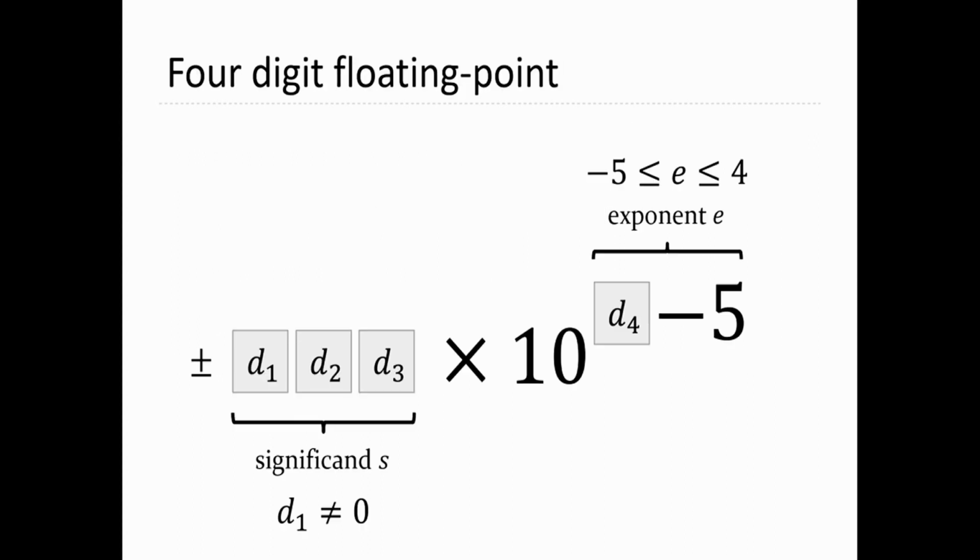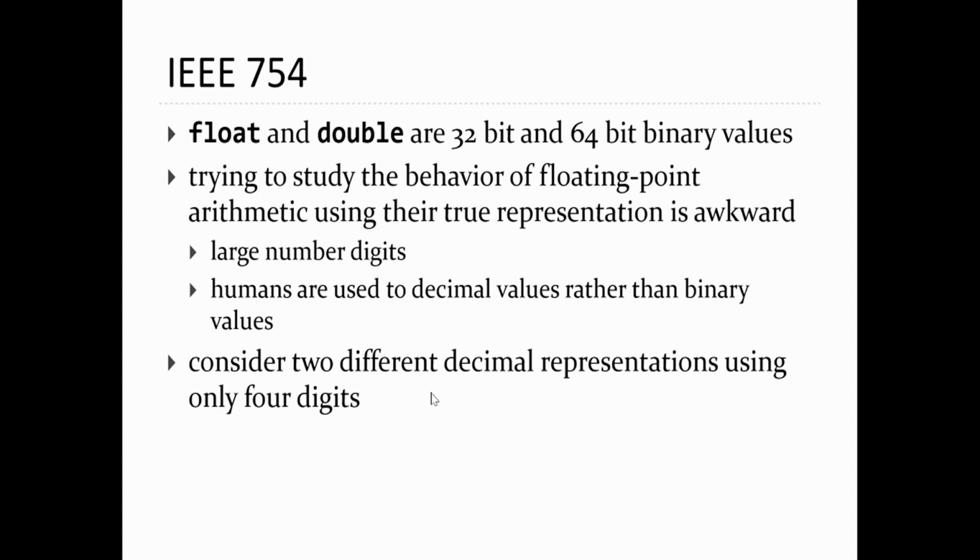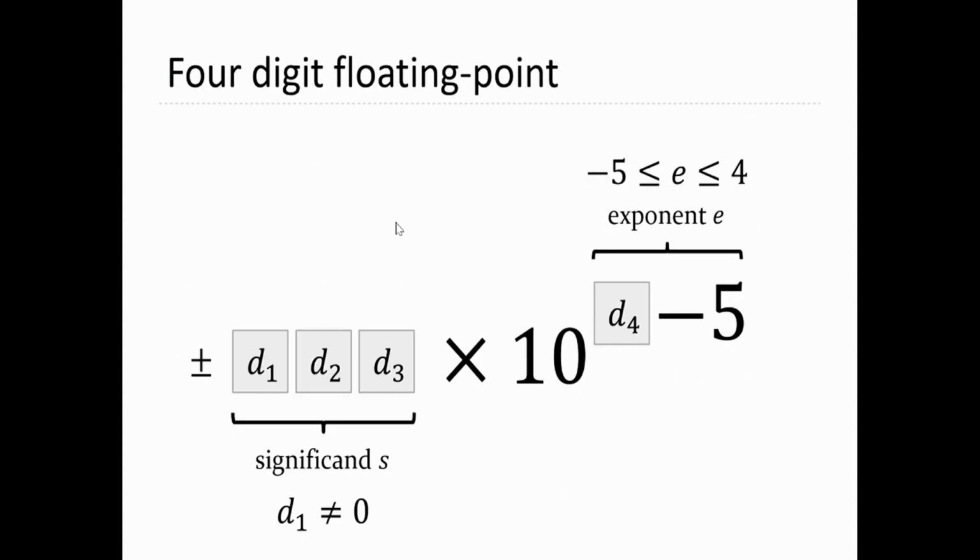So I'm going to use 4 digits. Only 4. So this is very easy to work with. All of my floating point numbers are going to be a 3-digit number, so my significand has 3 digits. My exponent has 1 digit, but I'm going to subtract 5 from it. And these digits are between 0 and 9. I have the restriction that the first digit is not allowed to be 0. So that's 1, 2, 3, 4, 5, 6, 7, 8, 9, and then some other digits after it. So there's always 3 digits in the significand. The first one's not 0.